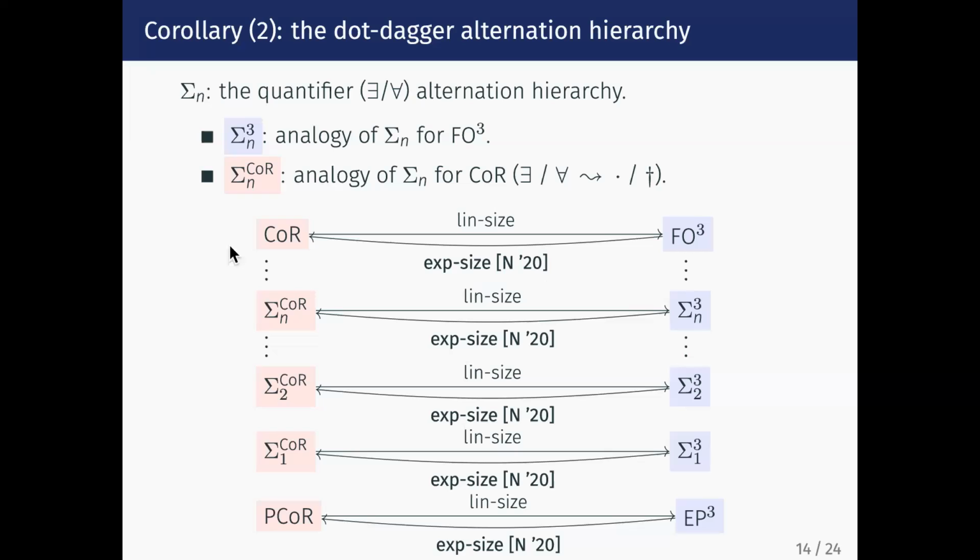Furthermore, as a corollary, we can generalize the expressive power equivalence, like the quantifier alternation hierarchy in first order logic. Let us consider Sigma n 3 and Sigma n COR as analogies of Sigma n. Then we can show that Sigma n, Sigma n COR and Sigma n 3 have the same expressive power by using the same translation, like this.